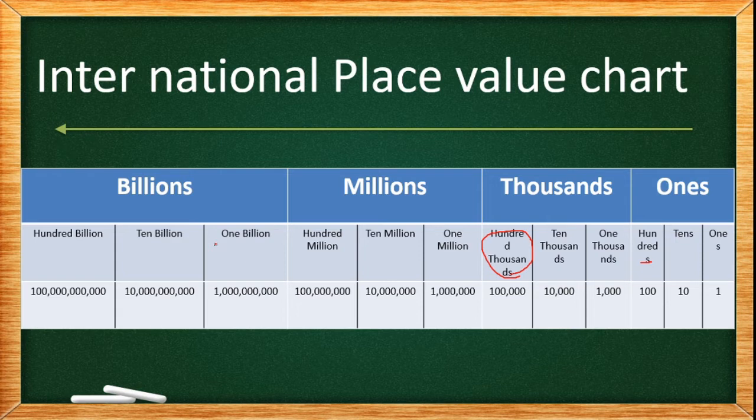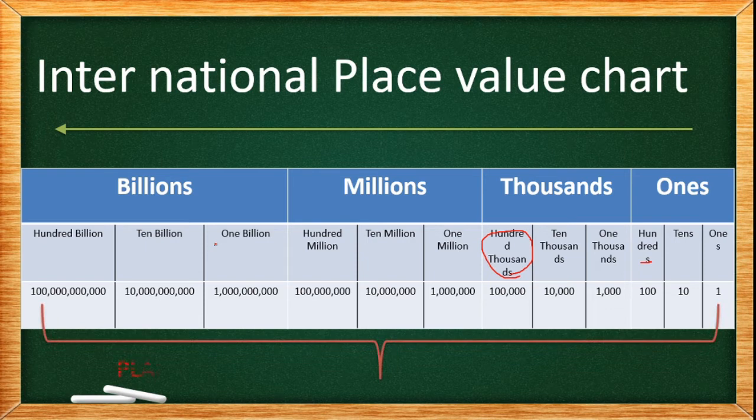So the second row shows places in words and the last row shows places in figures, using numerals. And the first row shows periods.